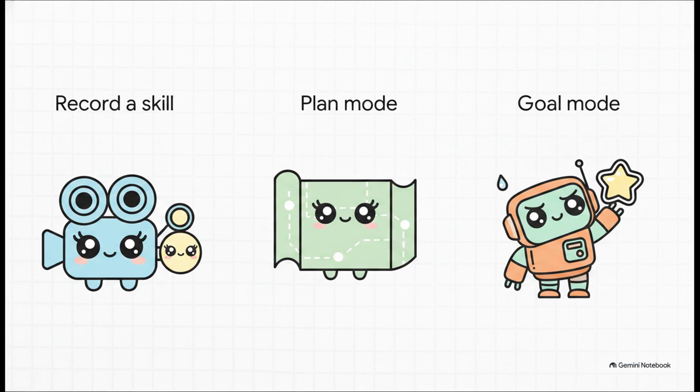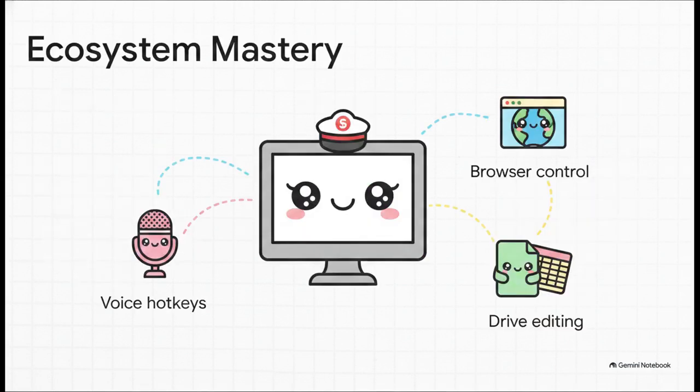Now, quick reality check from our source here. Don't go telling goal mode to magically build you a $10,000 a month passive income business while you take a nap. It's just going to burn through all your AI credits trying to do the impossible. Keep it realistic. All of these features combined into what is basically ultimate mastery of your digital ecosystem.